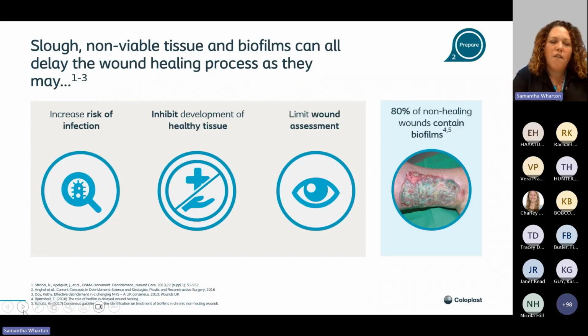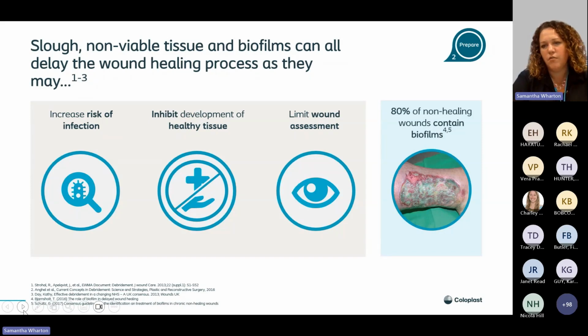Like we said, slough, non-viable tissue and biofilms can all delay the wound healing process as they increase the risk of infection. Microbes love that environment where they've got a good food source, they've got undulating areas where they can hide in the nooks and crannies, and they can proliferate quite happily. There's a nice moisture balance there as well. It also inhibits the development of healthy tissue.